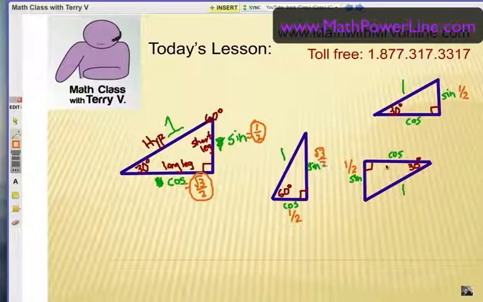Alright, now that is going to tie into when we go around the unit circle and look at radians and degrees of certain angles, we're going to be able to figure out the trig values. So let's take a look.